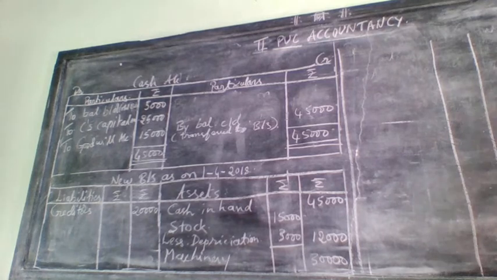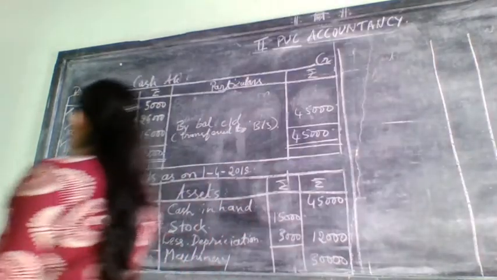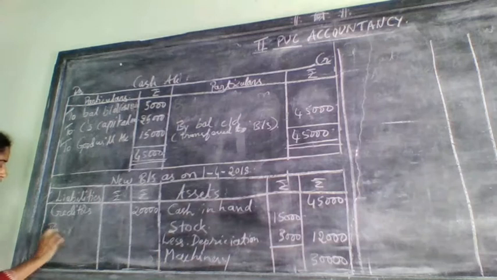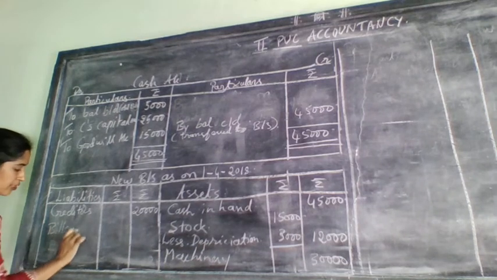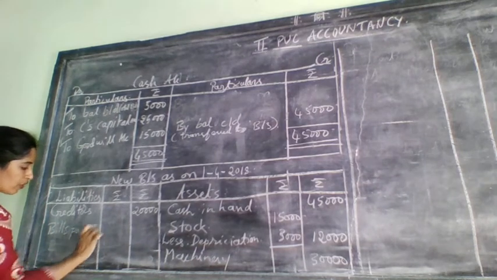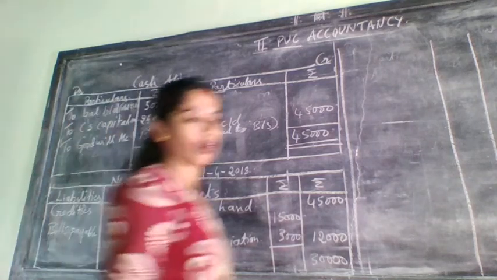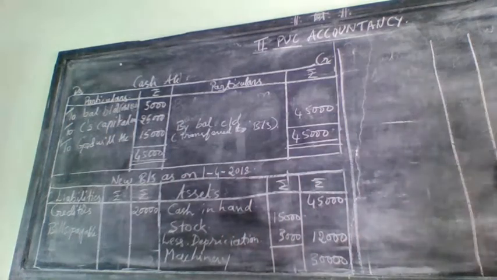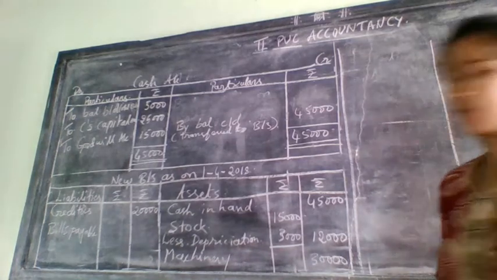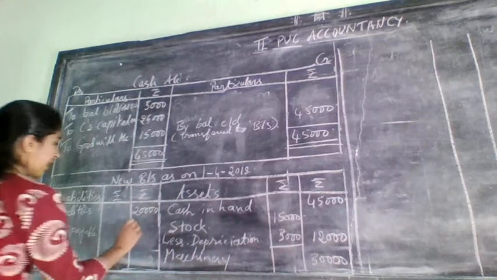After that, they have given bills payable. Usually for this, no adjustment at all. Directly you can write whatever is given in the problem. Bills payable is how much? 10,000. So write here 10,000.